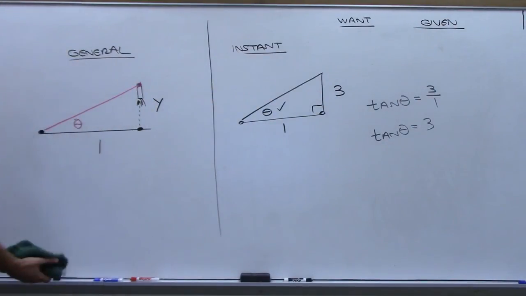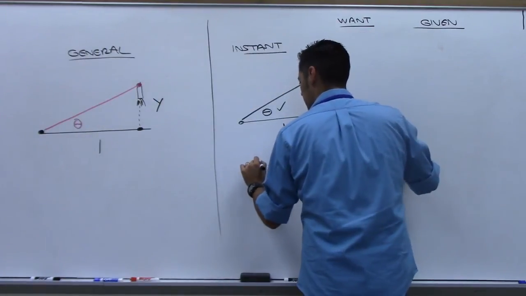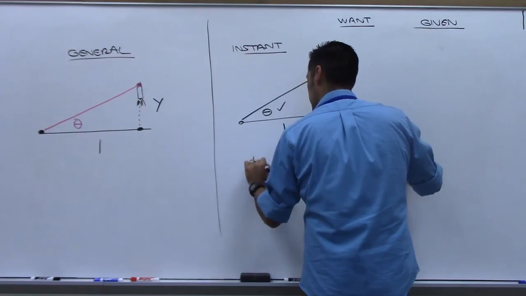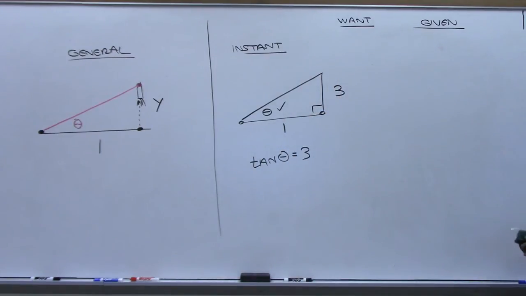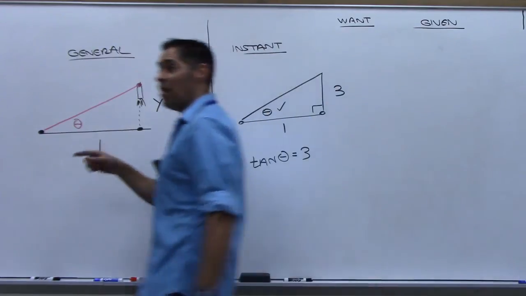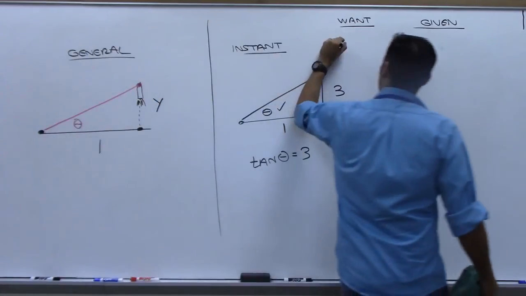So can anyone help me with this? Either one of these: what I want, what I'm given. You want the rate at which what? The angle's increasing, the angle that we're calling theta. You want to know how fast theta is changing? Yes, with respect to time, right? So we want d theta dt.